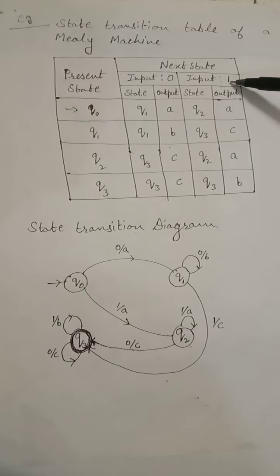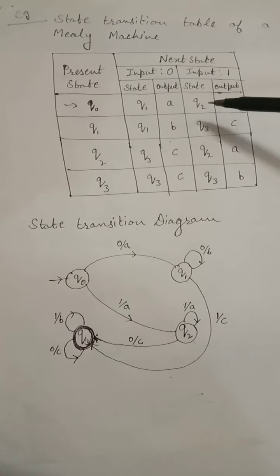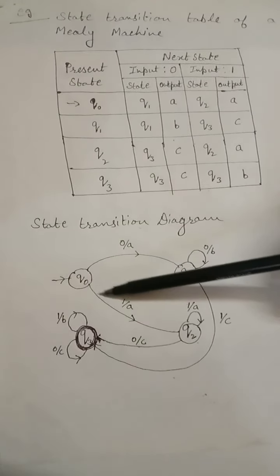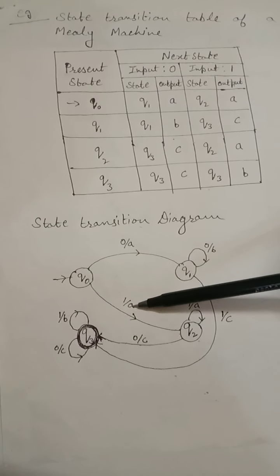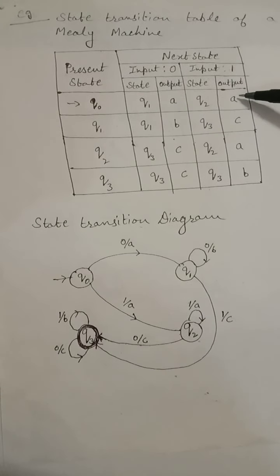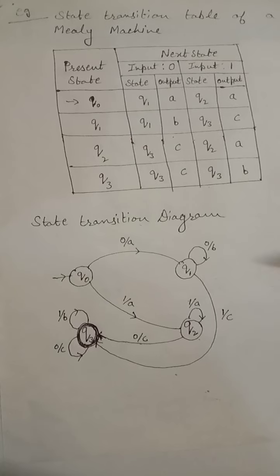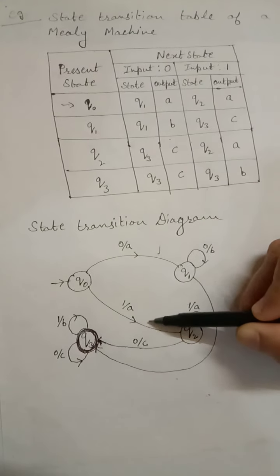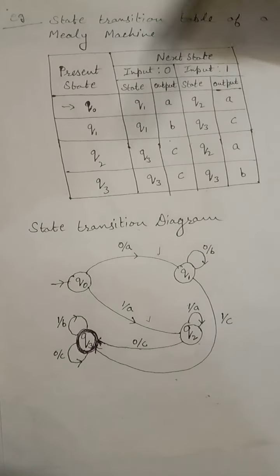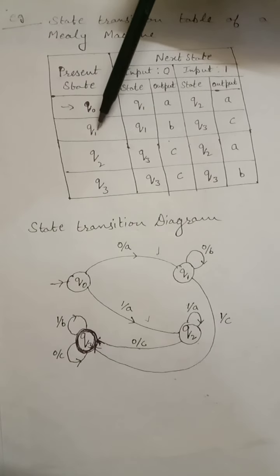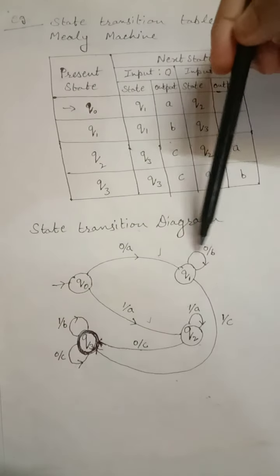Next, getting 1 as input, Q0 moves to Q2 and produces A as output. You can see here, output is A. So we have drawn two transitions. Next, with 0 input, Q1 moves to Q1 producing B as output.